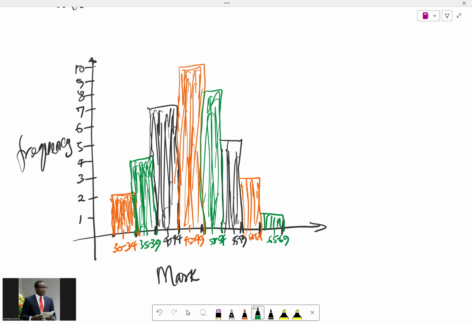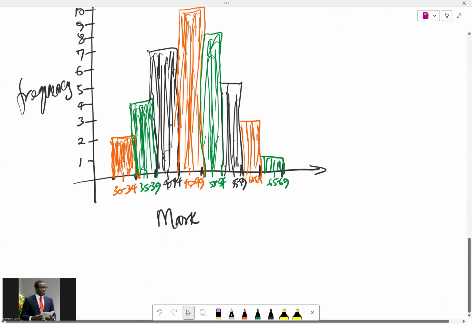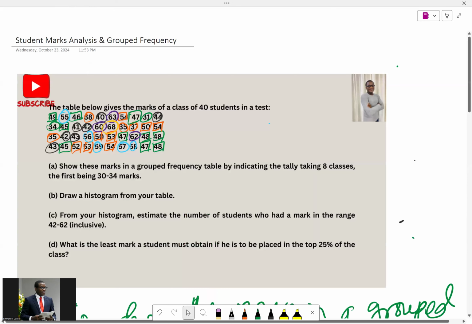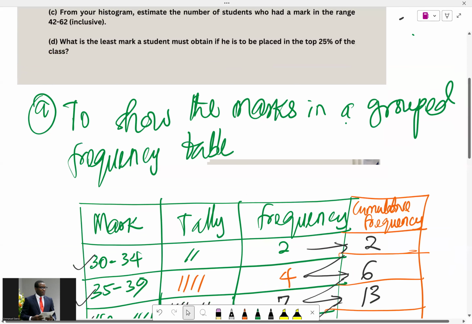So this is what a histogram is going to look like. But if you're not under an exam condition, you can actually do it better by maybe writing a Python code to implement this. I can always generate that. So that's the second part, the histogram. Draw a histogram from your table. See, from your histogram, estimate the number of students who had a mark in the range of 42 to 62.